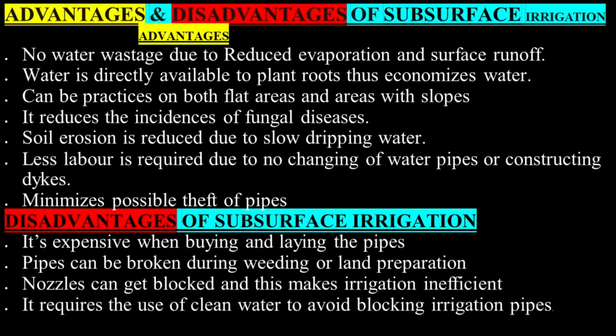Disadvantages of subsurface irrigation. It's expensive when buying and laying the pipes. Pipes can be broken during weeding or land preparation. Nozzles can get blocked and this makes irrigation inefficient. It requires the use of clean water to avoid blocking irrigation pipes.